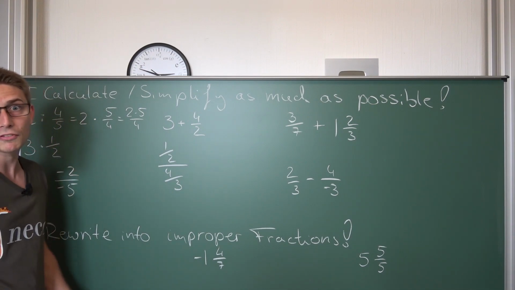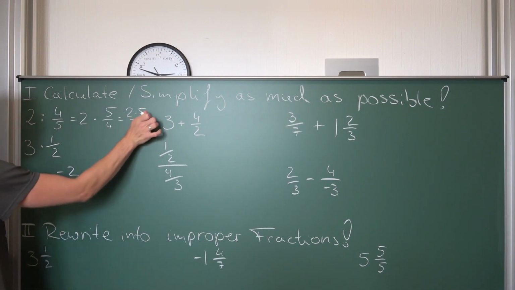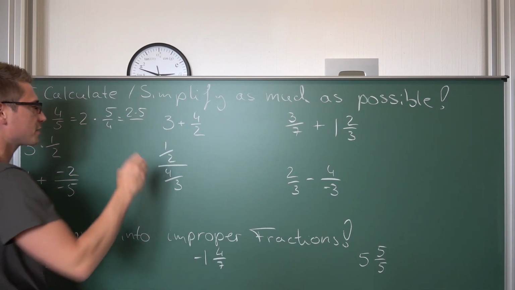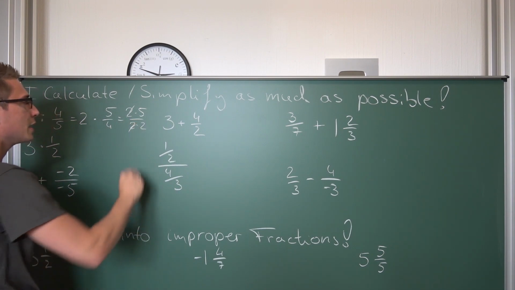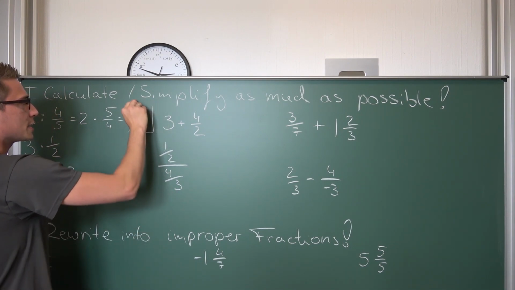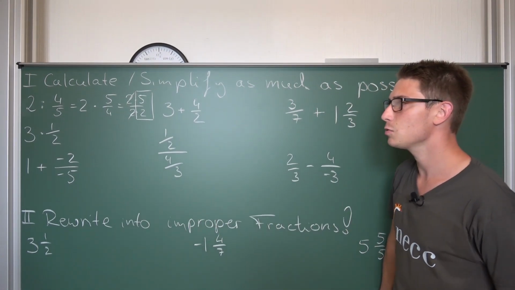And now we need to simplify as much as possible, meaning we're going to take a look at the 4. What is 4 exactly? As a product of prime factors, this is going to be 2 times 2, meaning the 2 and 2 are going to cancel out, and what we are going to be left with is just 5/2. And thus we are done with this exercise. Let us continue with the next one.